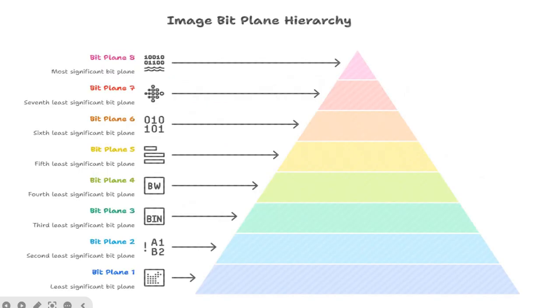So we have 8 bit planes, which start from bit plane 1 to bit plane 8. Bit plane 1 is the least significant bit plane. Then comes bit plane 2, the second least significant bit plane, and so on up to bit plane 8, which is the most significant bit plane.